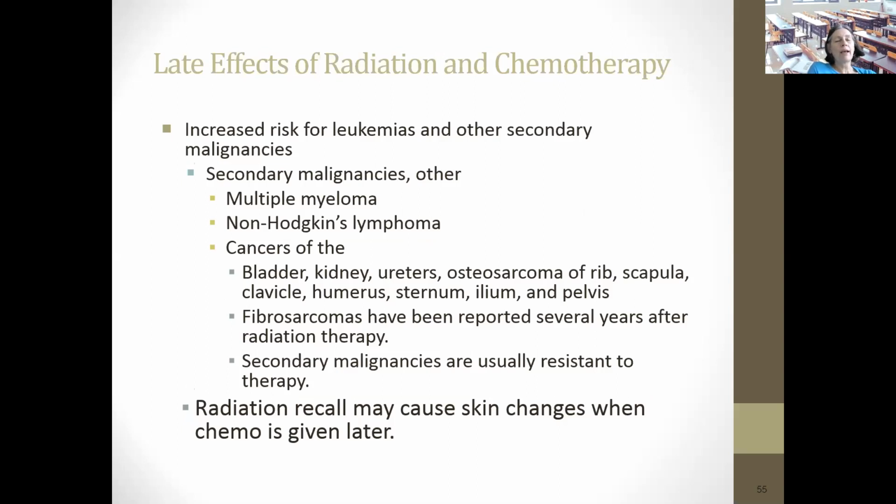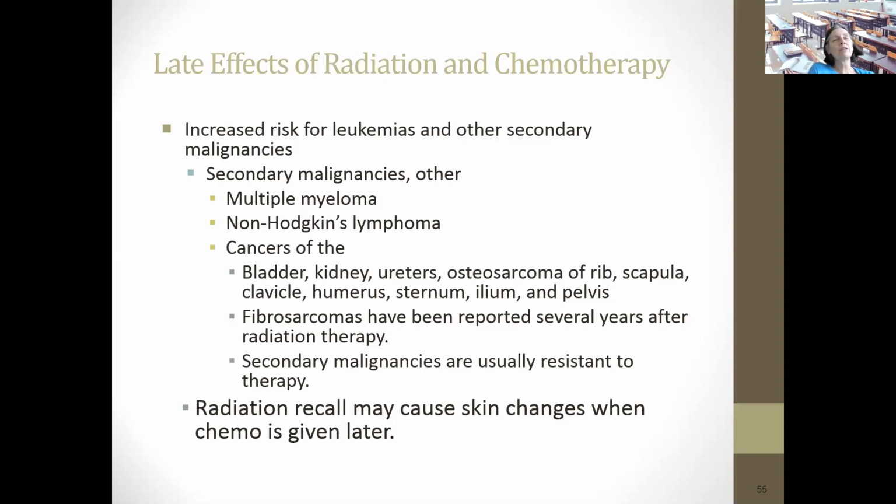All right, late effects. Sometimes even after chemo and radiation are done, weeks, months, and years later, you can have another effect. Radiation and chemotherapy and other immune suppressive treatments we do can cause a leukemia or a lymphoma 10 years later. So multiple myeloma, non-Hodgkin's lymphoma, cancer of the bladder, kidney, ureters, osteosarcomas, fibrosarcomas can all happen years later. Once the patient gets a secondary malignancy, those are usually very resistant to treatment. They aren't as responsive to our radiation and our chemotherapy.